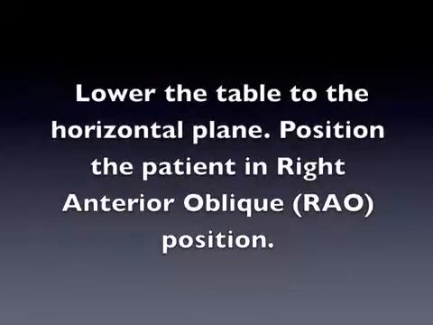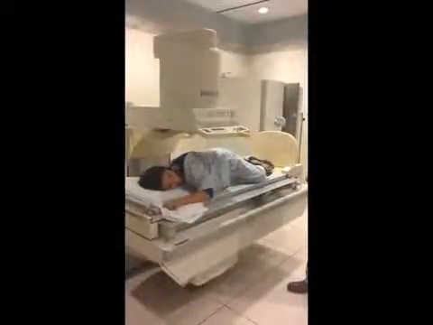Position the patient in the right anterior oblique, RAO, position. This means that the anterior portion of the patient's right shoulder will be touching the table and the patient will be at an oblique angle.